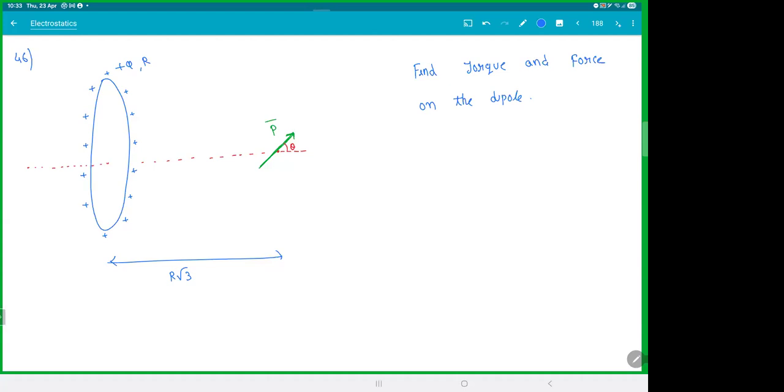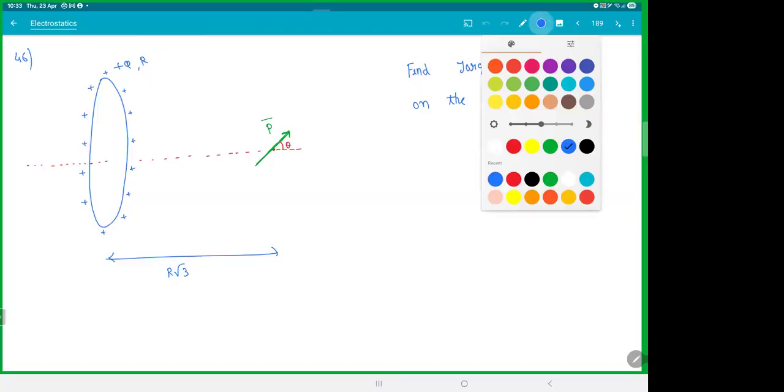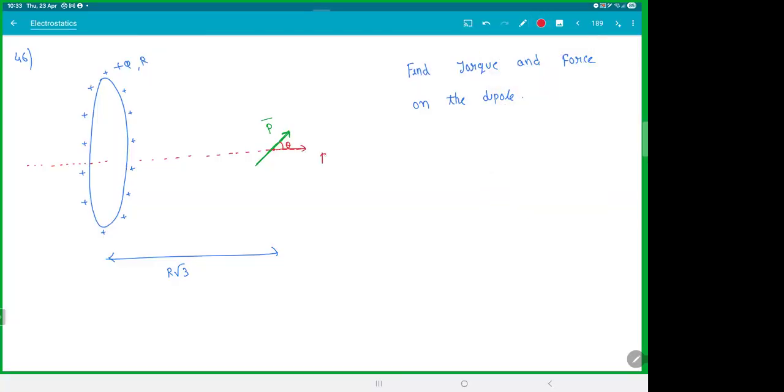No worries. Let's get this thing. How do we get it? The torque is the easiest part. So what is the electric field here? Yeah, the formula is E equals KQX by (R squared plus X squared) whole power 3/2. And torque is equal to P cross E, which is PE sin theta. Theta is given, P is given, X is given. Dump it, you'll get the answer.